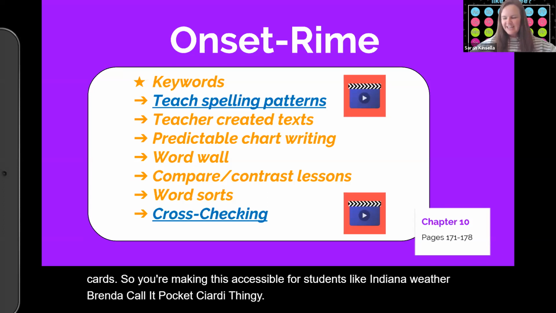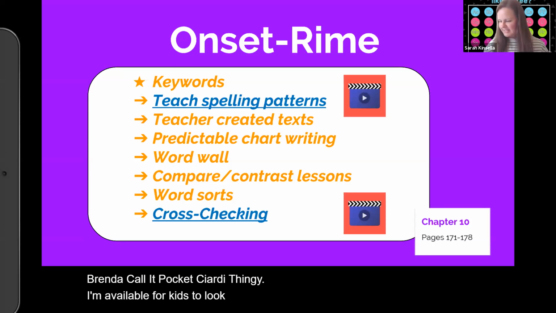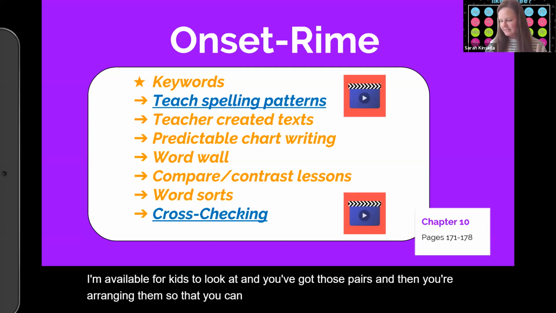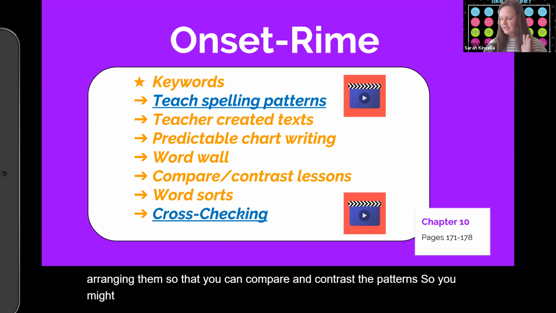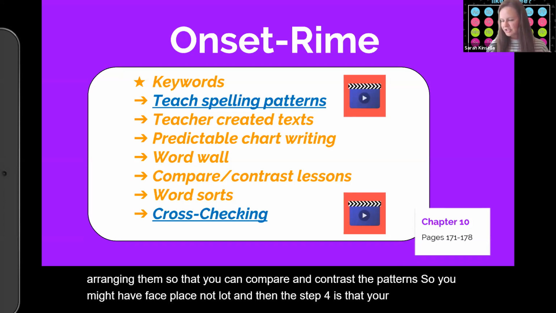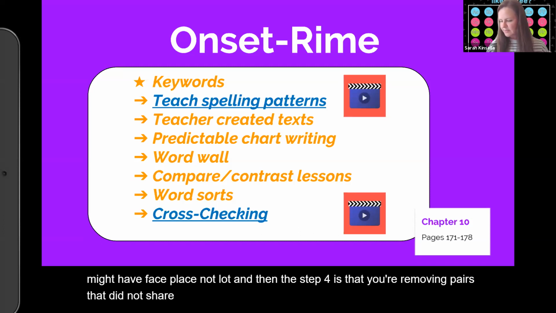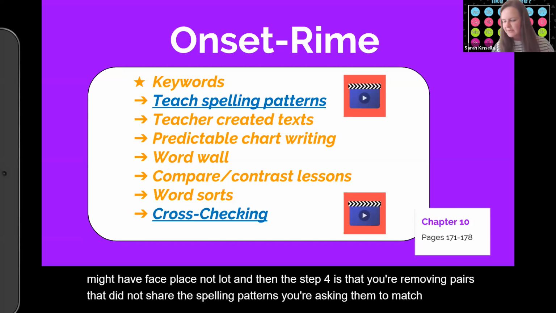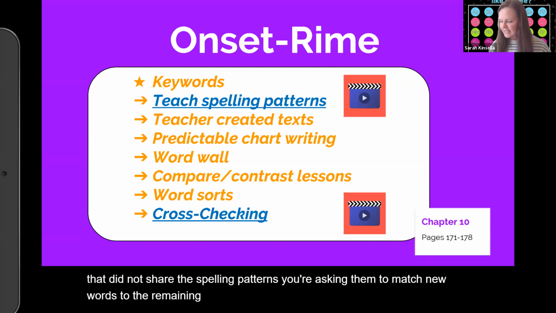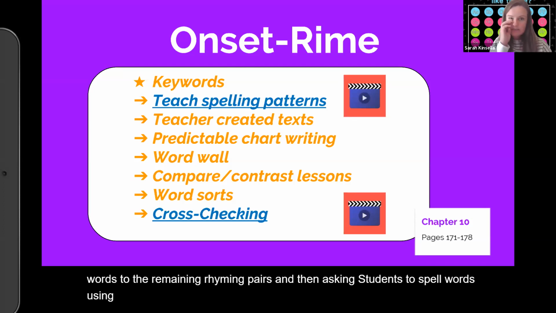Available for kids to look at. And you've got those pairs, and then you're arranging them so that you can compare and contrast the patterns. So you might have face, place, not, lot. And then step 4 is that you're removing pairs that do not share the spelling patterns. So you're asking them to match new words to the remaining rhyming pairs, and then asking students to spell words using the sets of the rhyming words to help.